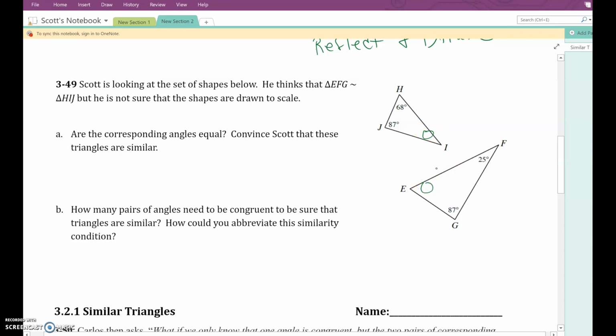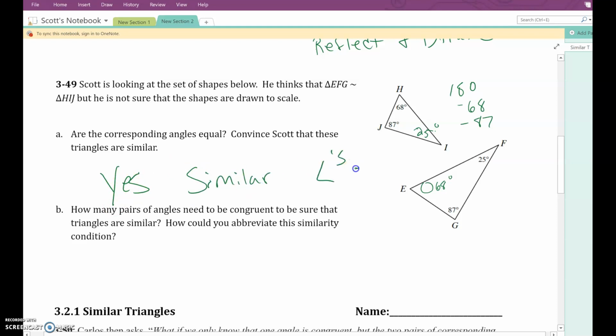Bam, bam. Okay, I can subtract from 180. 180 minus 68 minus 87 to get my answer, which is 25 degrees. So that tells me that this angle right here is 25 degrees, which happens to be the same as my other triangle. So if that's 87, 87, 25, that makes this 68 degrees. Okay? So this is a yes. They are similar.